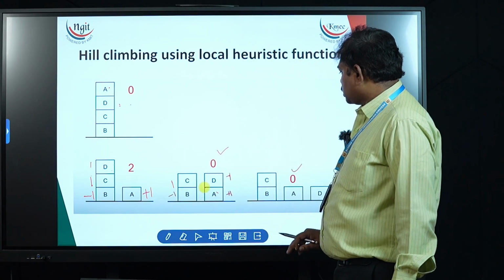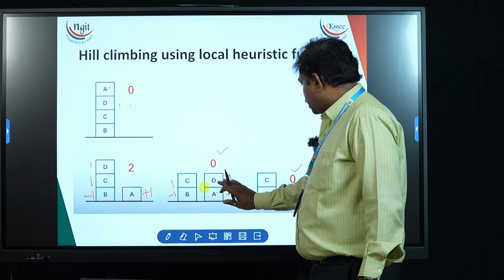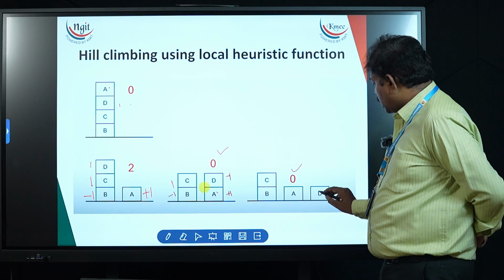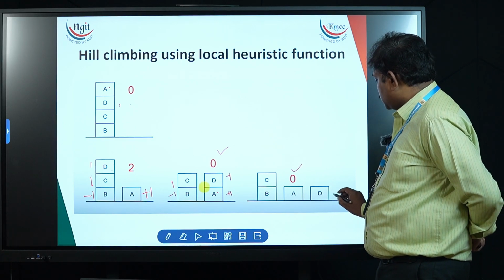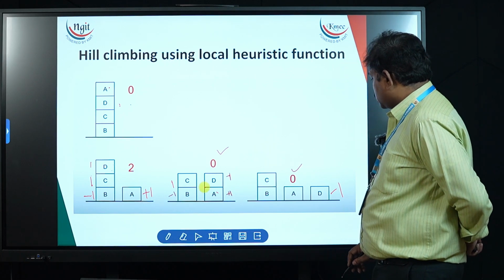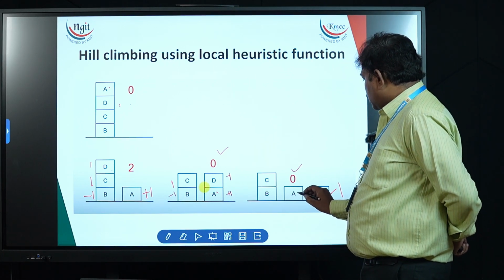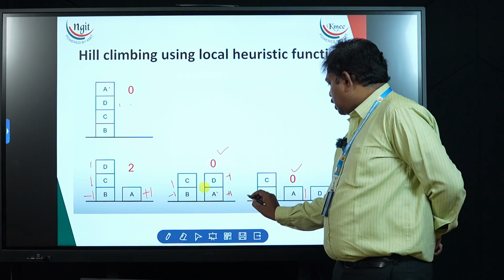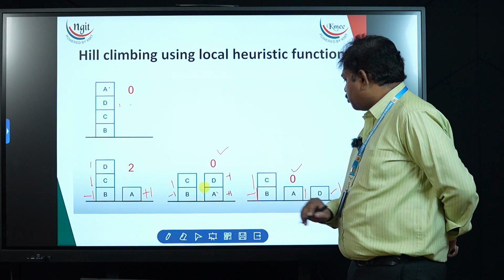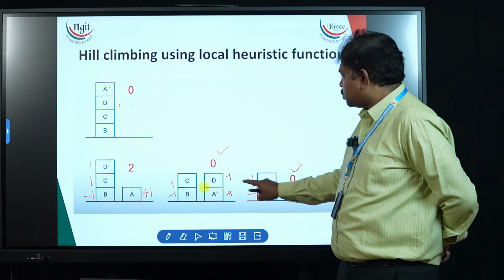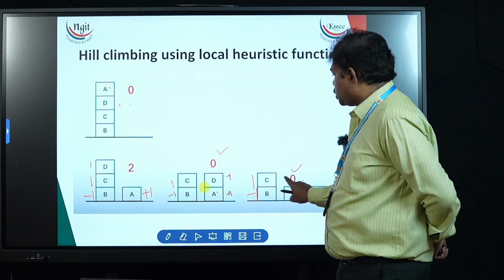Next, suppose I place D separately, not on the top of D. So as in the goal, the bottom is A, but here it is D, so I assign minus 1. My heuristic function assigns minus 1 to the system. Now here it is A as usual, the goal state also has A at the bottom, 1; B, minus 1; and C on top of B, 1. Again here you also get 2 states. My estimation function gives 0 for the 2 possible states.